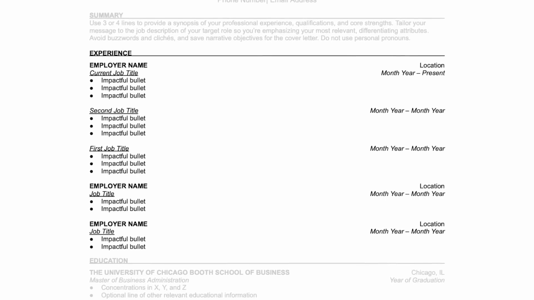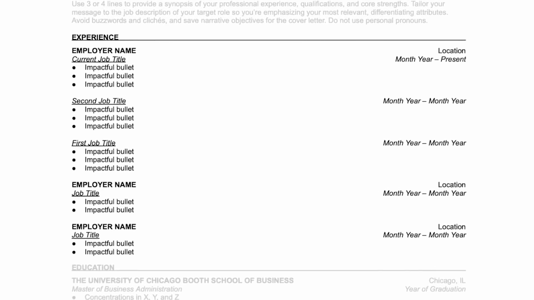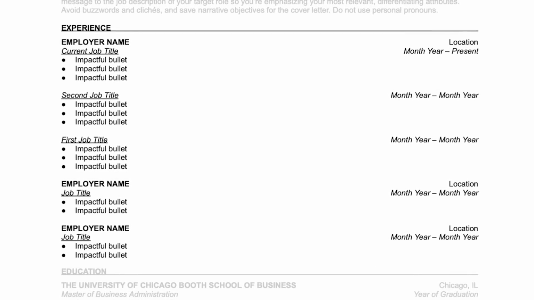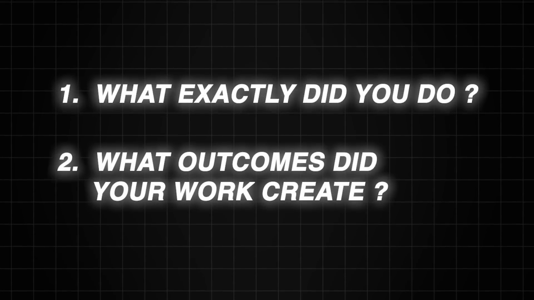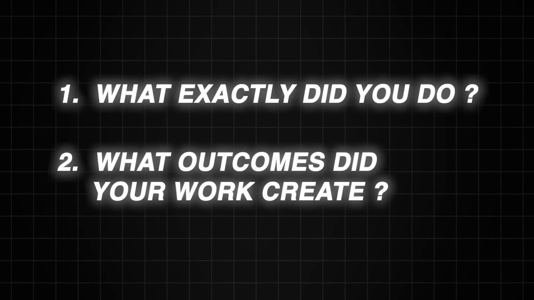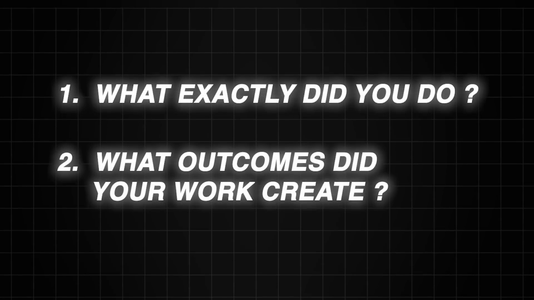Now, once you know which points you want to highlight, each bullet should be speaking about two things. Number one, what did you exactly do? And number two, what outcome did your work create? That's the impact. And as we have already seen, there are multiple ways in which you can talk about the impact of your overall resume. Let's look at a few examples over here.